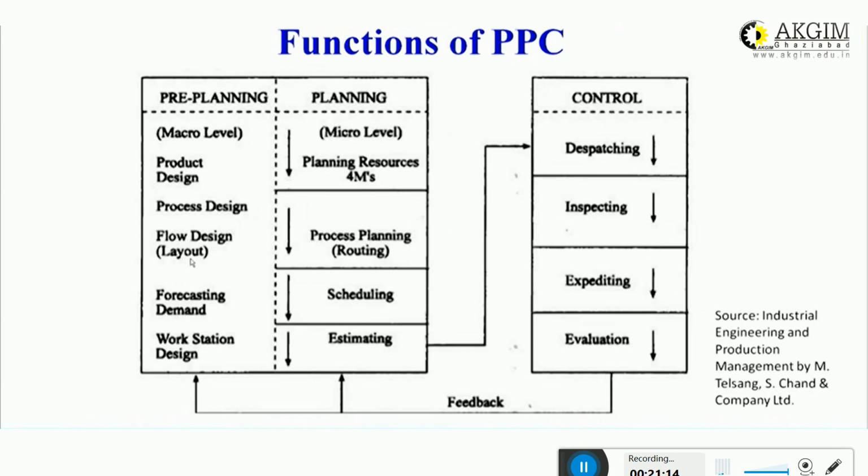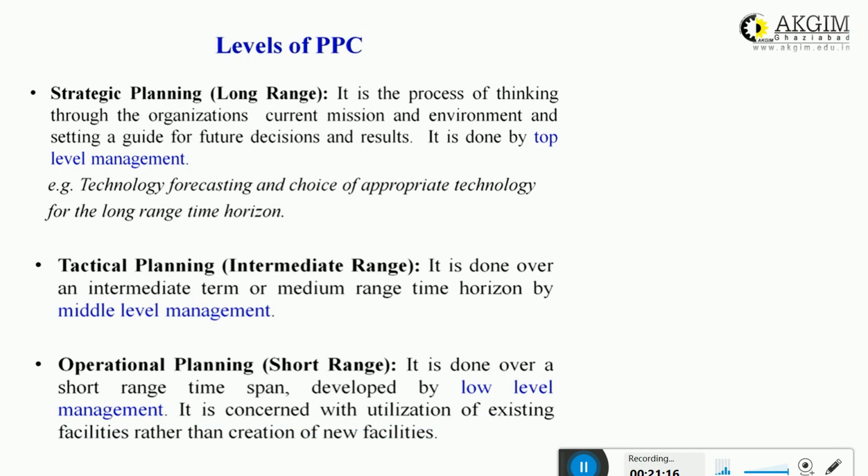So now these are the three levels at which your PPC or the planning for your material management needs to be done. One is strategic planning, which is long range planning, and it is a process of thinking through the organization's current mission and vision, right? Keeping the environment scanned and setting a guide for future decisions and results.